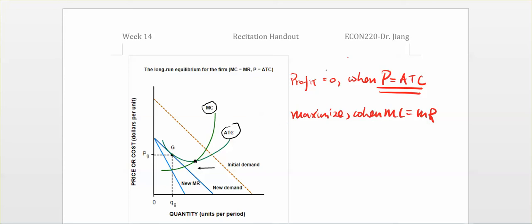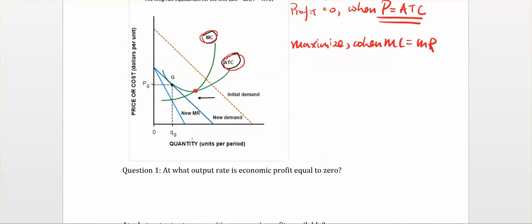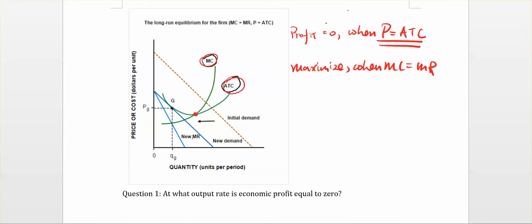Now look at this question. On this graph, we have the marginal cost curve, which is an increasing curve, and the average total cost curve, which is a U-shaped curve. And we can find there is an intersection here. That point is the minimum average total cost, and it's also the intersection where the marginal cost equals the average total cost. So let's look at the question. At what output rate is economic profit equal to 0?